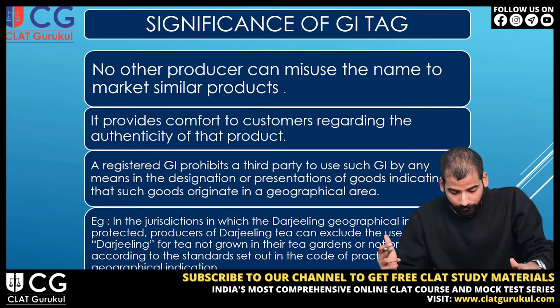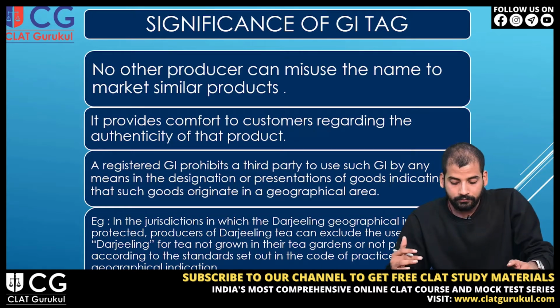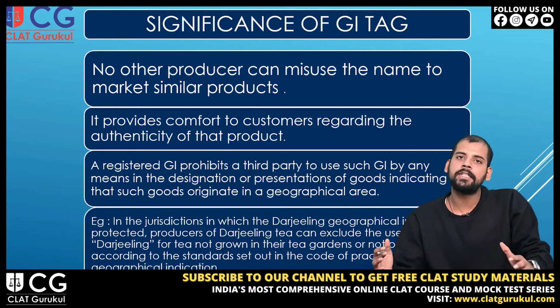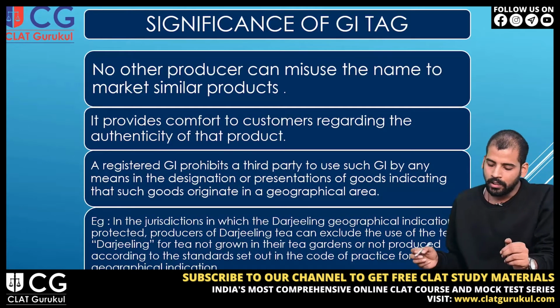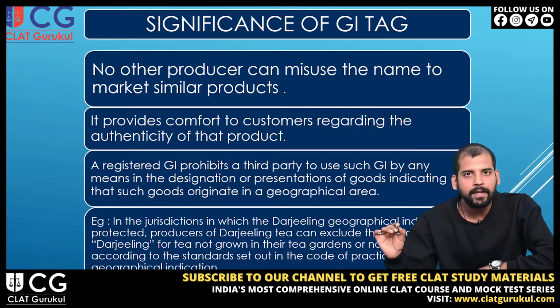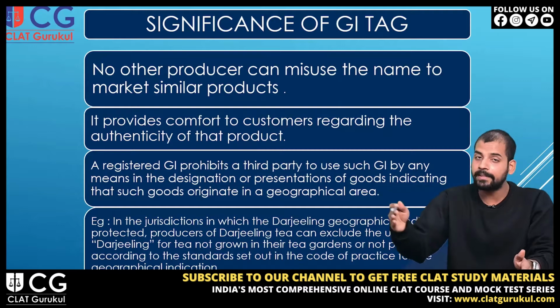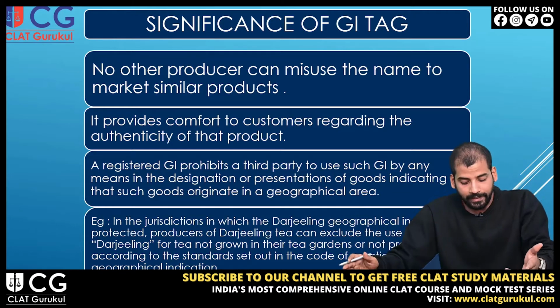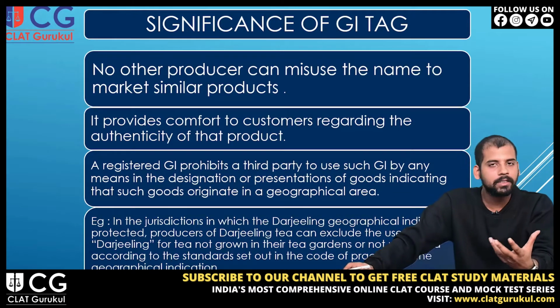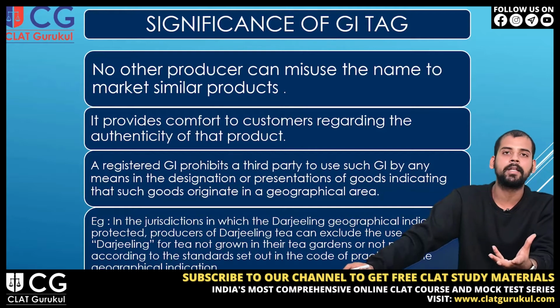Coming to the next slide, I'll discuss the significance of GI tag, geographical indication tag. Now, when you get a GI certified tag, no other producer or any other company can misuse the name to market similar products, right? Second one is it provides comfort to customers regarding the authenticity of that product.